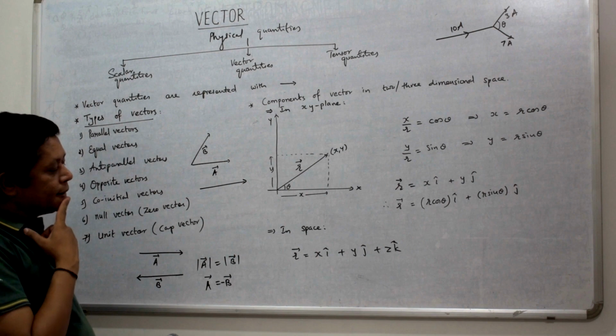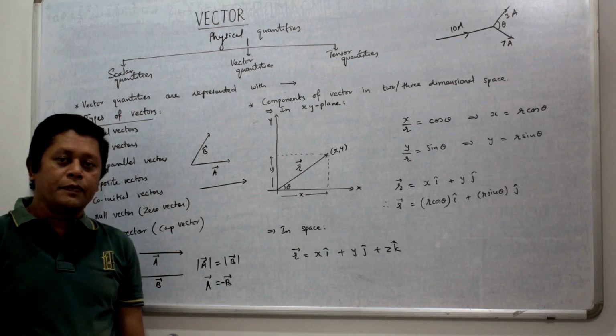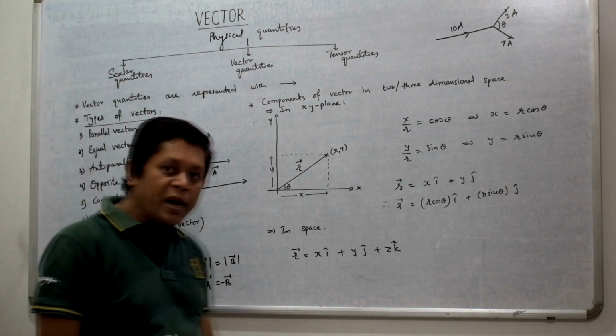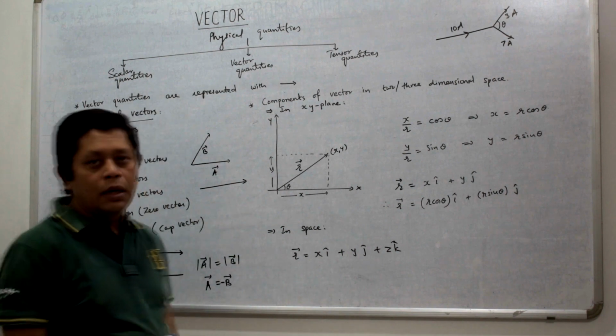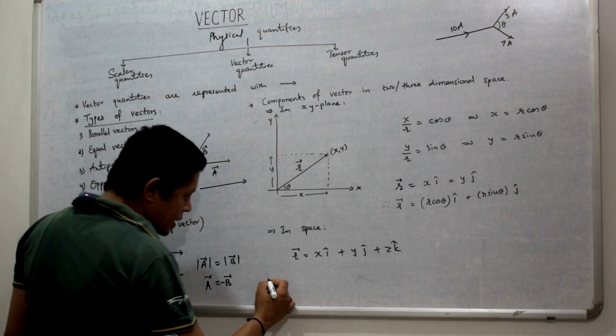Another is null vector. If any vector has zero magnitude, then it is called a null vector. Now, zero magnitude, how can you call it a vector? Yes, suppose for example this is an object.